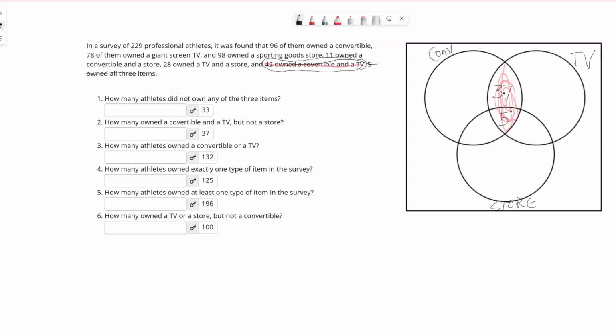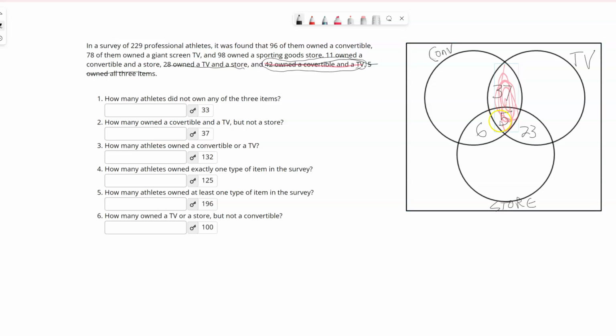28 own a TV and a store. So this is the 5 and the blank. That would have to be 23. 23 plus 5 is the 28 that own both a store and a TV. And that one's done. 11 owned a convertible and a store. So that's this region, 11. Oh, I've got to make sure to use my mouse. This region is 11. So 5 and 6 makes 11.